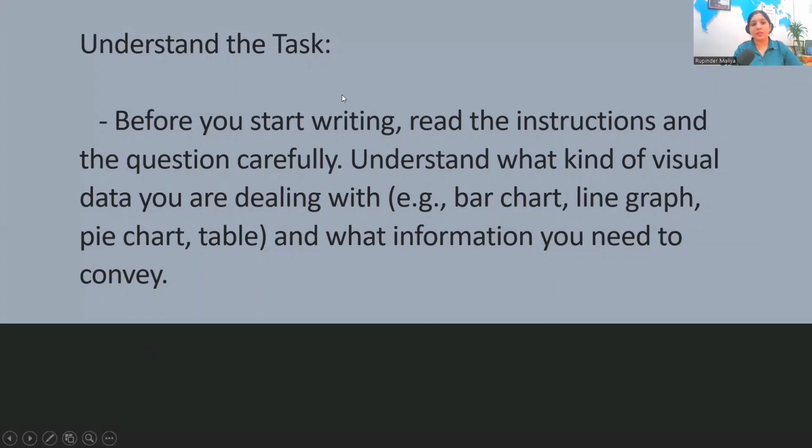Firstly, we need to understand the task. Before you start writing, read the instructions and the question carefully. Understanding the visual data you're dealing with is very, very important. Like, is it a bar chart, a line graph, or a pie chart or table? What information you need to convey? What is expected from you? Like, the examiner is looking for a particular information. Is it about the high and low, or the inclination towards a particular trend? That you need to focus on.